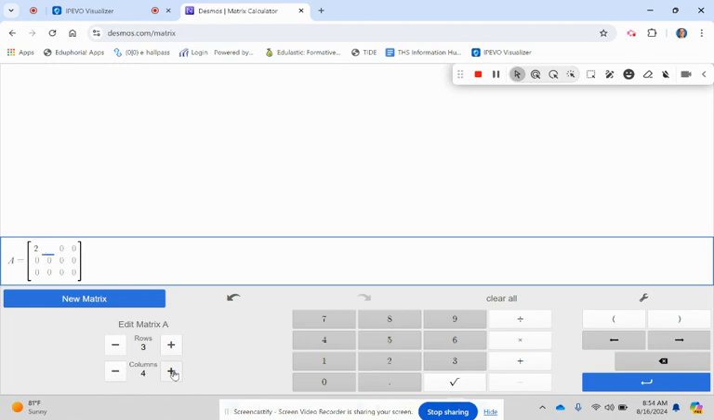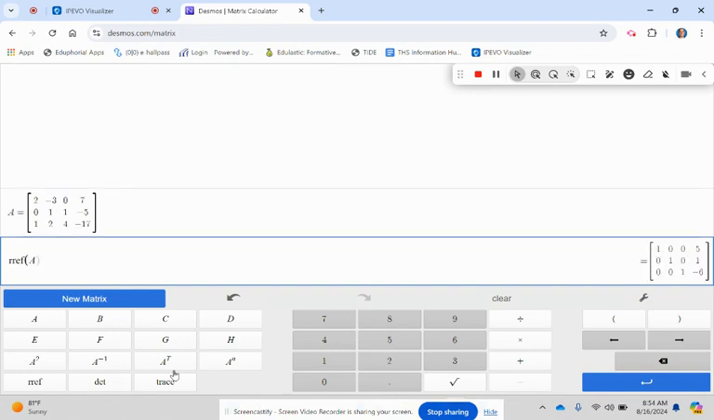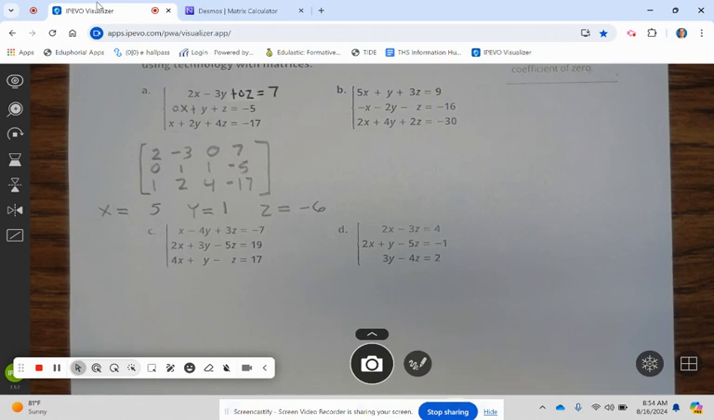So 2, negative 3, 0, 7, 0, 1, 1, negative 5, 1, 2, 4, negative 17. Enter RREF of A. And so our solutions are x equals 5, y equals 1, and z equals negative 6. All right, let's take a look at C.